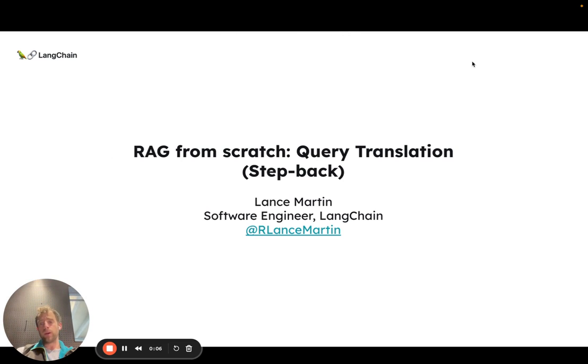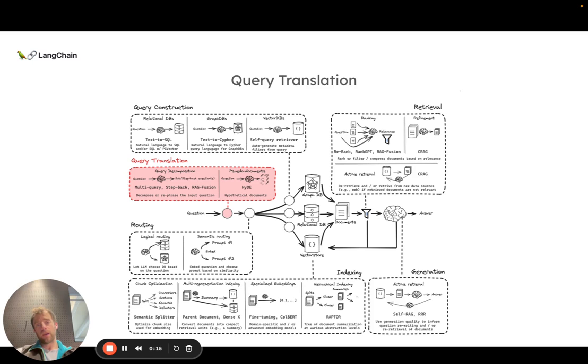This is the fourth video in our deep dive on query translation in the RAG from Scratch series. And we're going to be focused on step-back prompting. So query translation, as we said in some of the prior videos, sits at the first stage of a RAG pipeline or flow. And the main aim is to take an input question and to translate it or modify it in such a way that it improves retrieval.